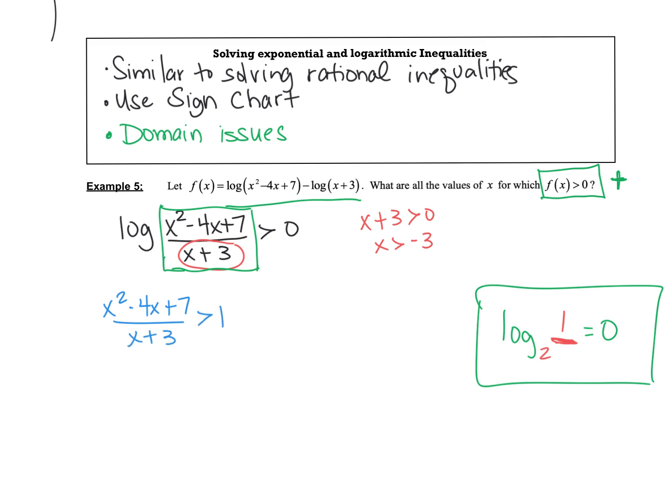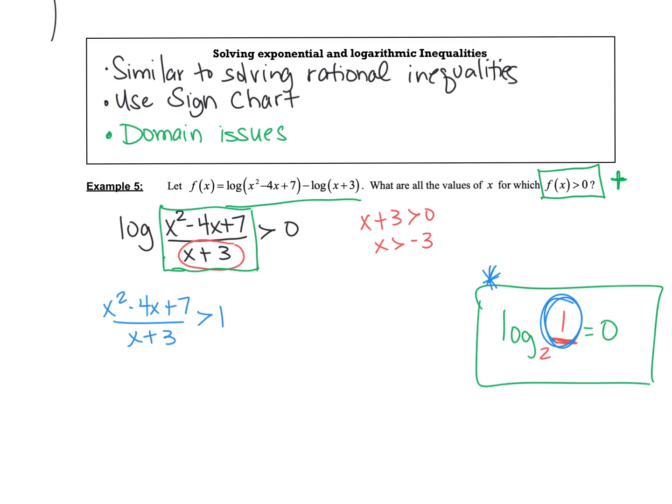Okay, so (x squared minus 4x plus 7) over (x plus 3). Now, question about that, because that's the hard part. The rest of it's easy. Why is it log base 2? I just made something up. We were just trying to figure out what number had to be here for it to be exactly 0. It always has to be 1. Okay?